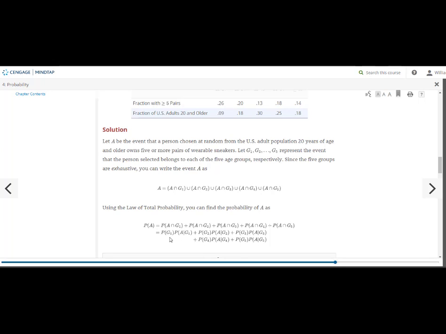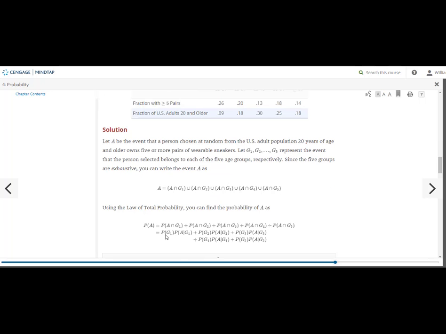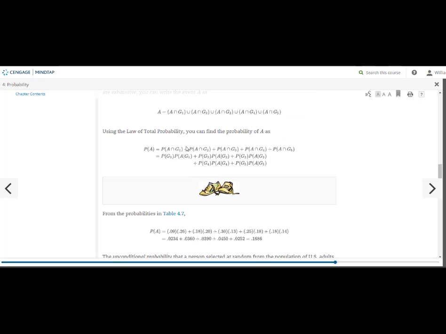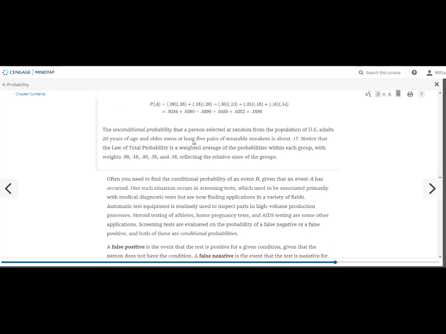But really, I have to say that this table is just not clear. I'm not clear that the probability of G1 is equal to this, and I'm not clear that the probability of G1 given A is equal to that. I don't consider it clear. Okay, but anyway, we get an answer. And they call this the unconditional probability. Or we just call it the probability of A, but they also call it the unconditional probability.